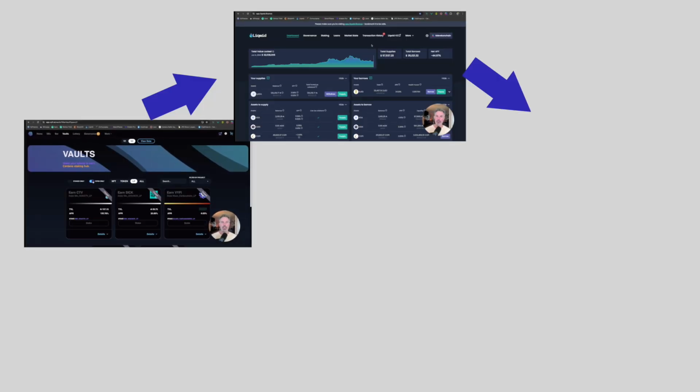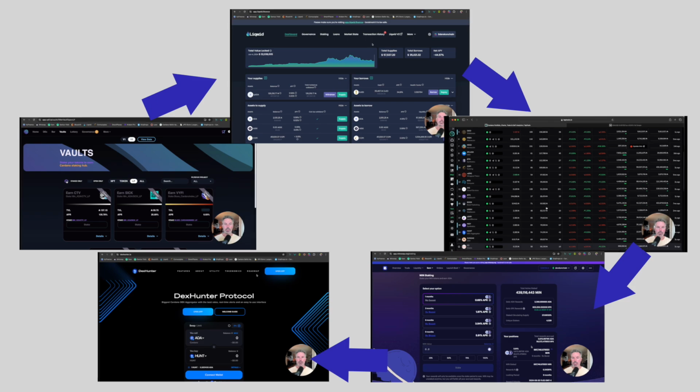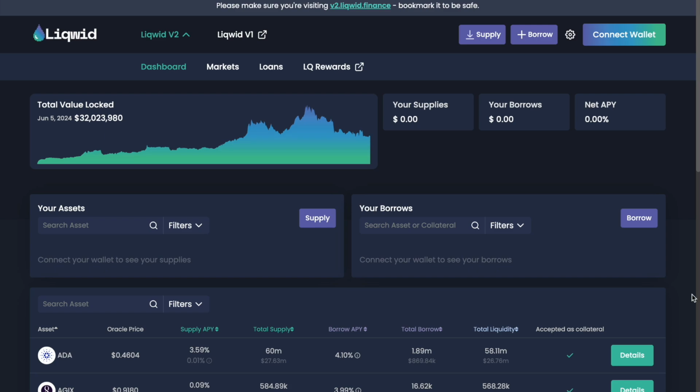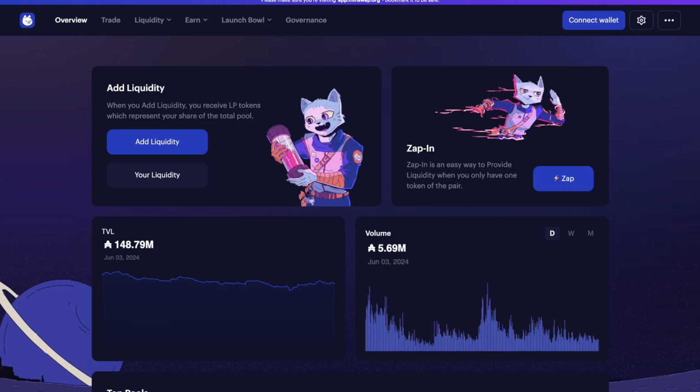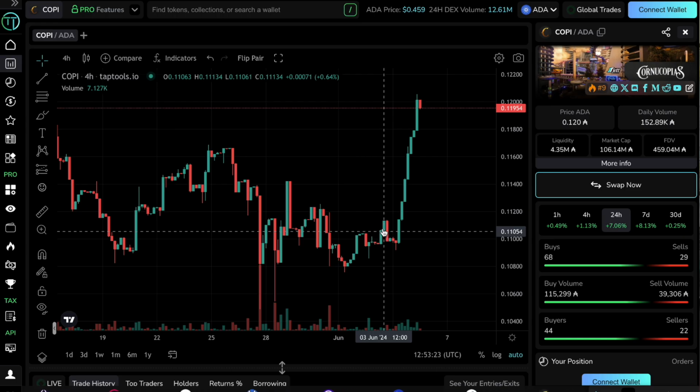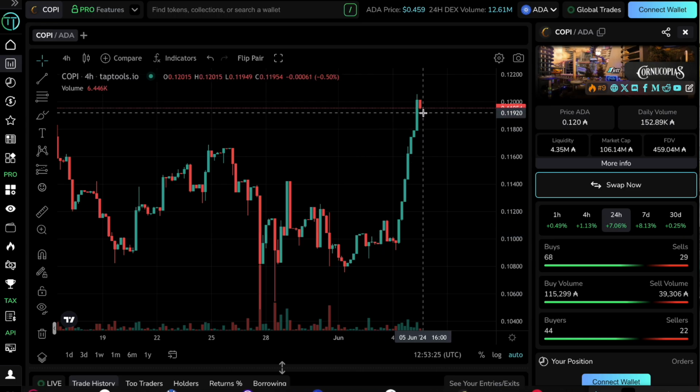Today's video is going to be a sequence of maneuvers that move you through DeFi on Cardano. We're going to go from a decentralized exchange to a borrowing and lending platform, back to an exchange, discussing strategies, and showcasing the power of Cardano's DeFi ecosystem.